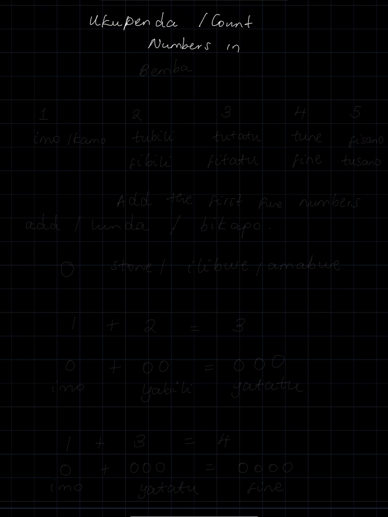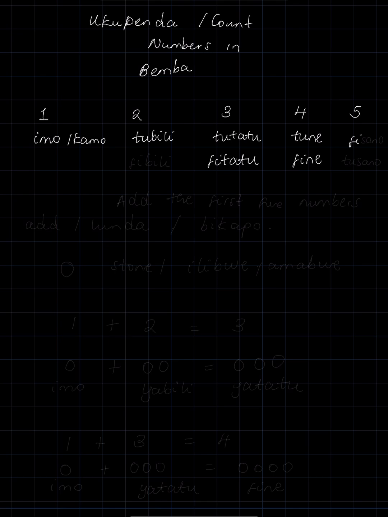Numbers in Bemba. So I'll first mention the number in English by giving the numerical form first. So I have 1, 2, 3, 4, and 5. 1 is imo or kamo. 2 is tubili. 3 is tutatu or tatu. 4 is tune when you're talking about something small or fine. 5 is shisano or tusano.